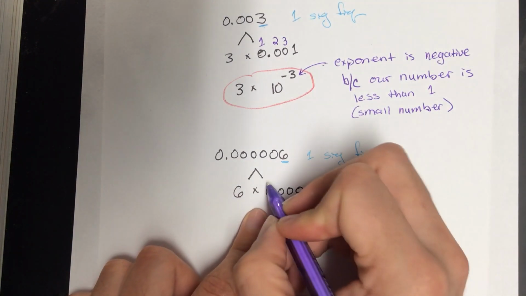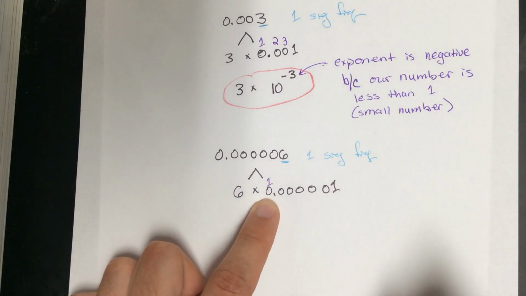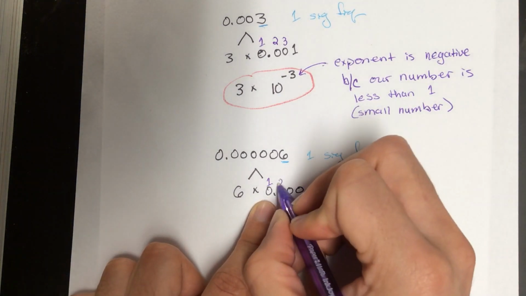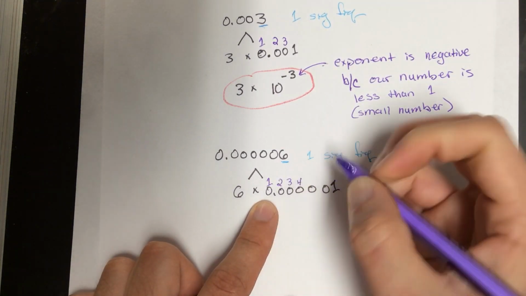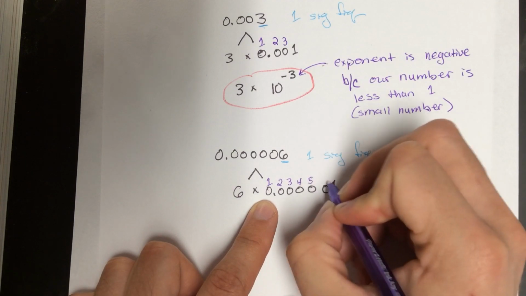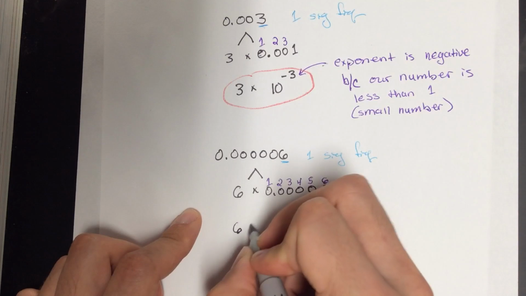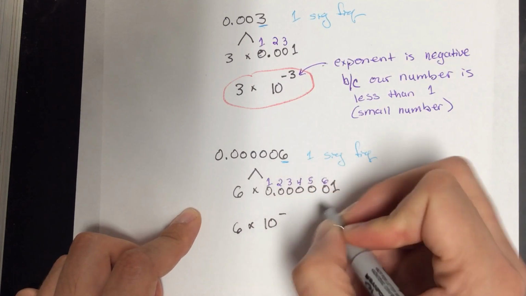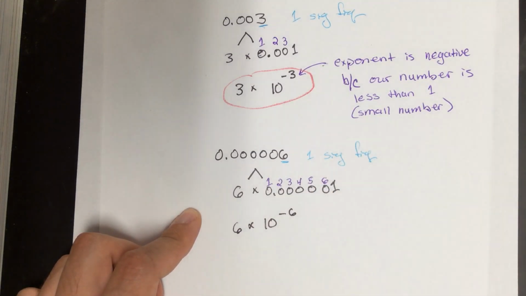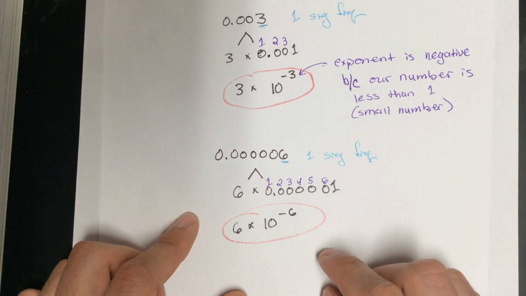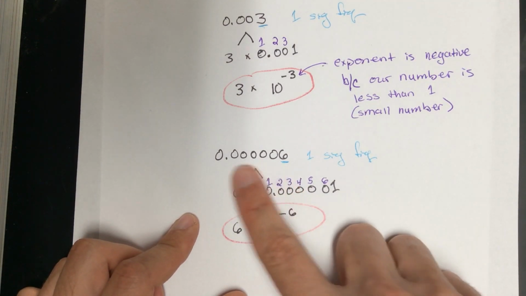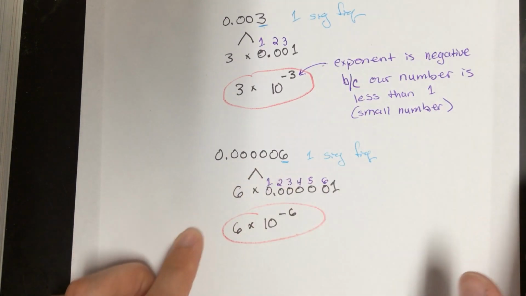Again, I'm going to start counting my zeros in the ones place, and then now I'm counting to the right. So remember that these exponents are going to be negative. 1, 2, 3, 4, 5, 6. So when I go to write my final answer, I'm going to write 6 times 10 to the negative 6th power, because there were 6 zeros. Okay? So here's our final answer for our last example.